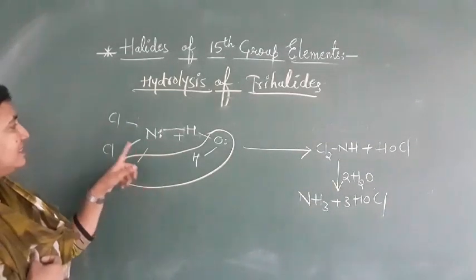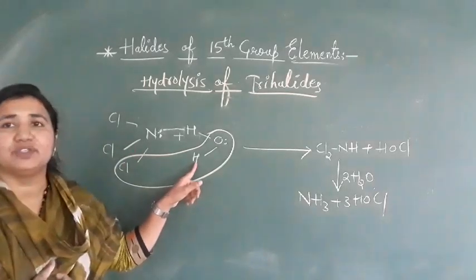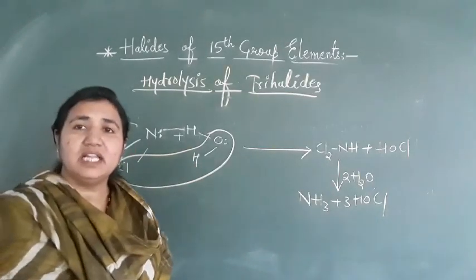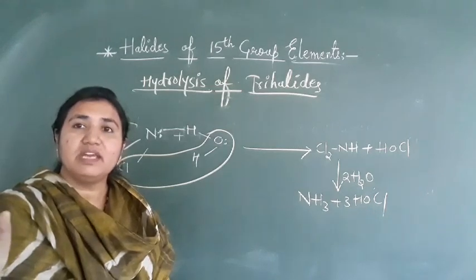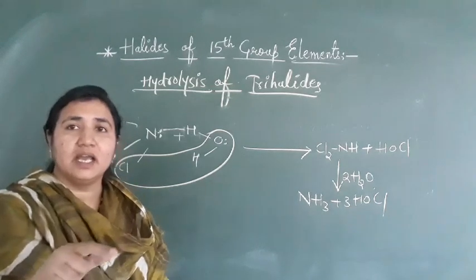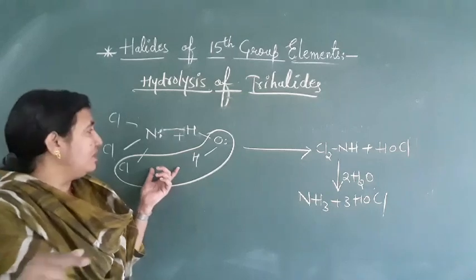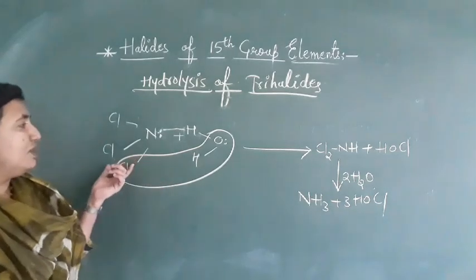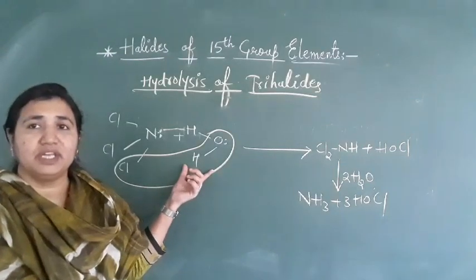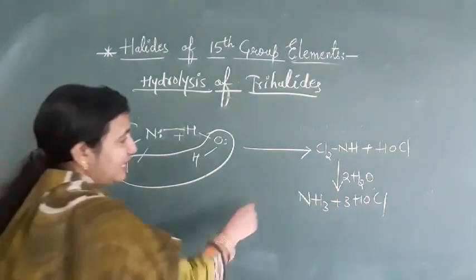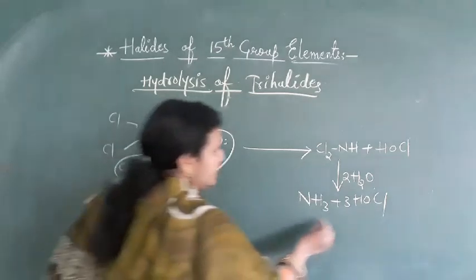So in this case the chlorine is replaced by hydrogen. In PCl3 the chlorine is replaced by OH, so there we get phosphorus acid. But in case of NCl3, the chlorine is replaced by hydrogen due to the formation of hydrogen bonding. So we will get NH3 plus 3HOCl.